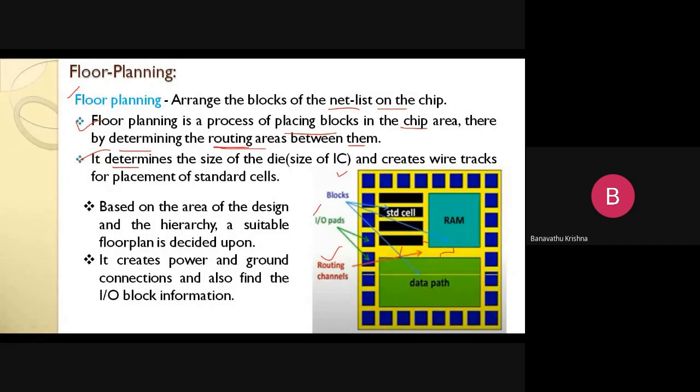Let us see the yellow spaces here. They determine the size of the chip, and also it creates wire tracks. This is one track here: horizontal tracks and vertical tracks, right? So it creates wire tracks for placement of standard cells. And the next one: based on the area of the design and the hierarchy, a suitable floor plan is decided upon, right?